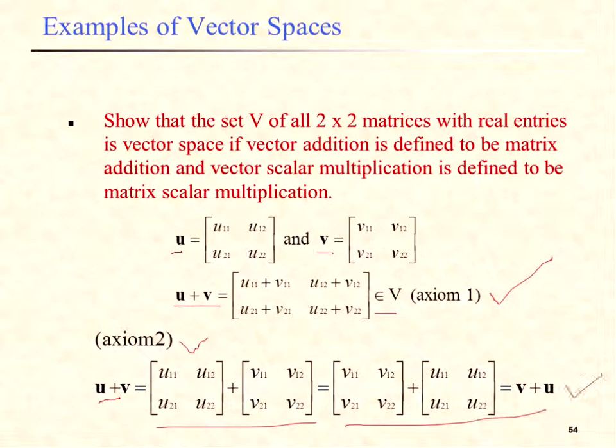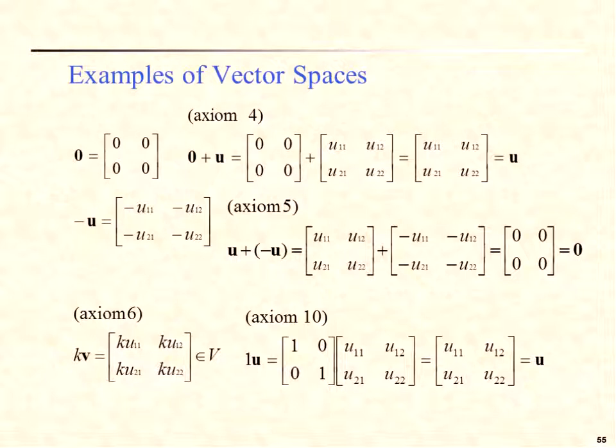So axiom 1 is satisfied. Now move to axiom number 2: u plus v is equal to v plus u. We add u plus v, and similarly we add v plus u, and we get the same thing. So the commutative law holds. Similarly, axioms 3, 4, 5, 6, 7, 8, 9, 10. We show all the axioms. Over here, axiom 4: 0 plus u is equal to u.